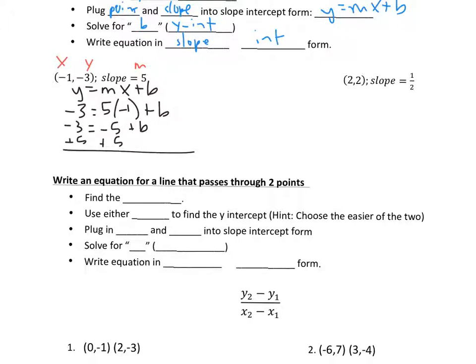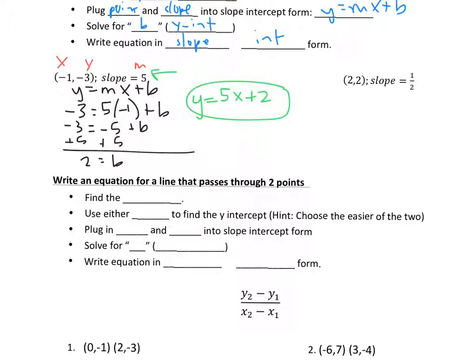So -3 plus 5 is 2. So to write my final answer, y equals, go back to my original slope, 5x plus 2. So that's the equation for the line that passes through the point -1, -3 with a slope of 5.